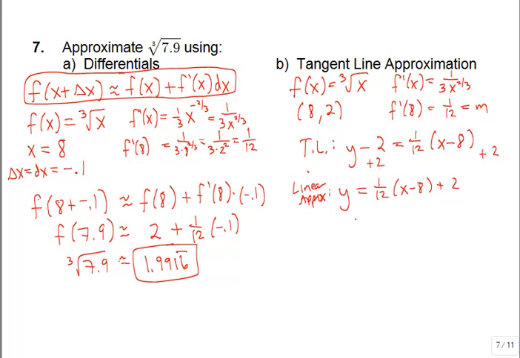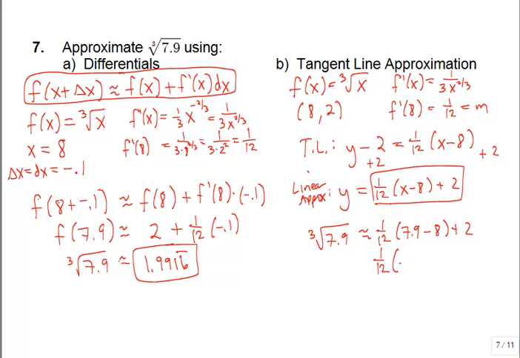Now what we do with this, in order to find the cube root of 7.9, instead of plugging 7.9 into the cube root function, we're going to plug 7.9 into this linear function instead. So we're going to plug in 7.9 for this x. So we're just using a nice linear function instead of a nasty cube root function.